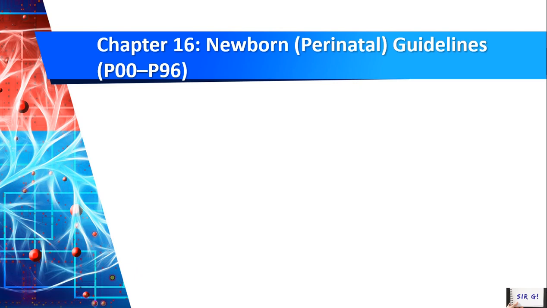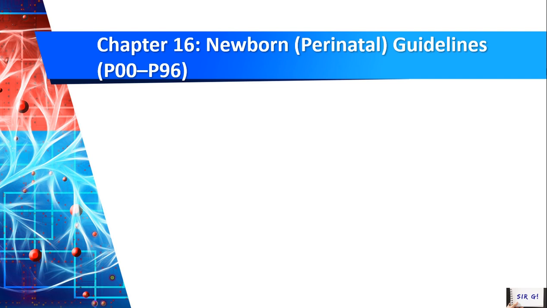This is your chapter 16, Newborn Perinatal Guidelines. That is your P00 to your P96. In our previous chapter, we discussed the mother's record. So we're talking about the mother there in chapter 15. Now, it's time to move on to the newborn codes.